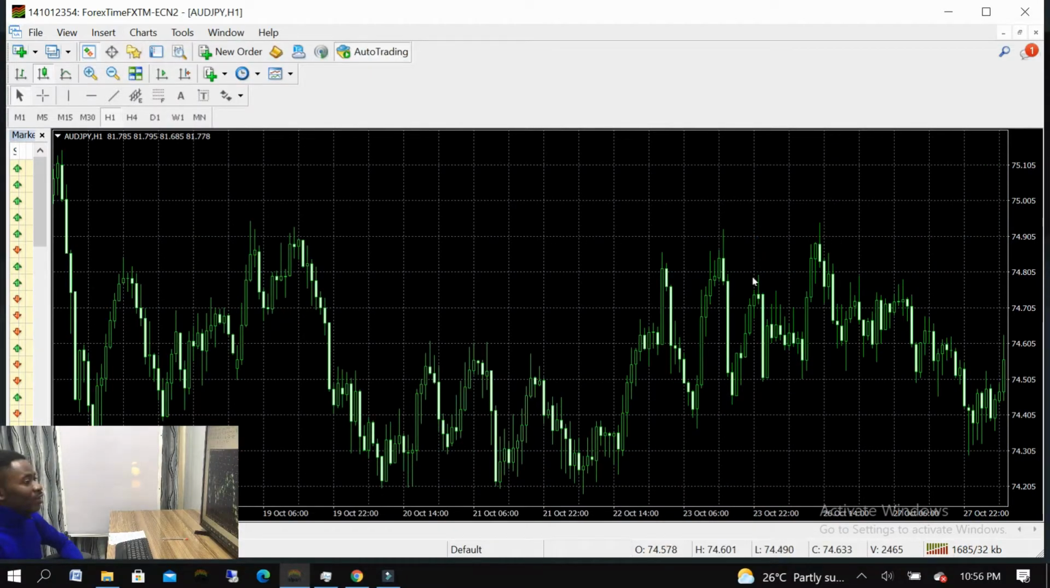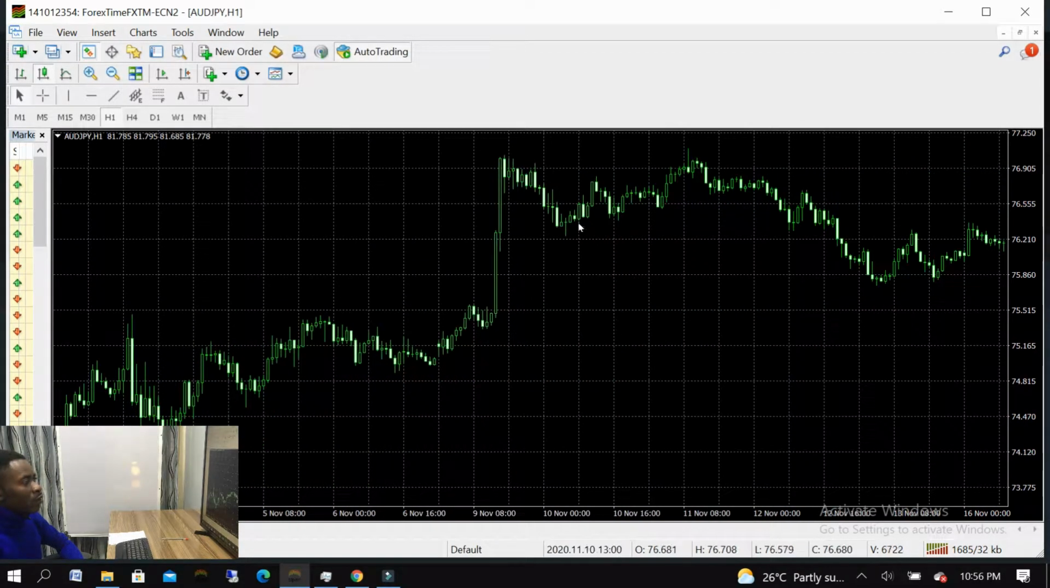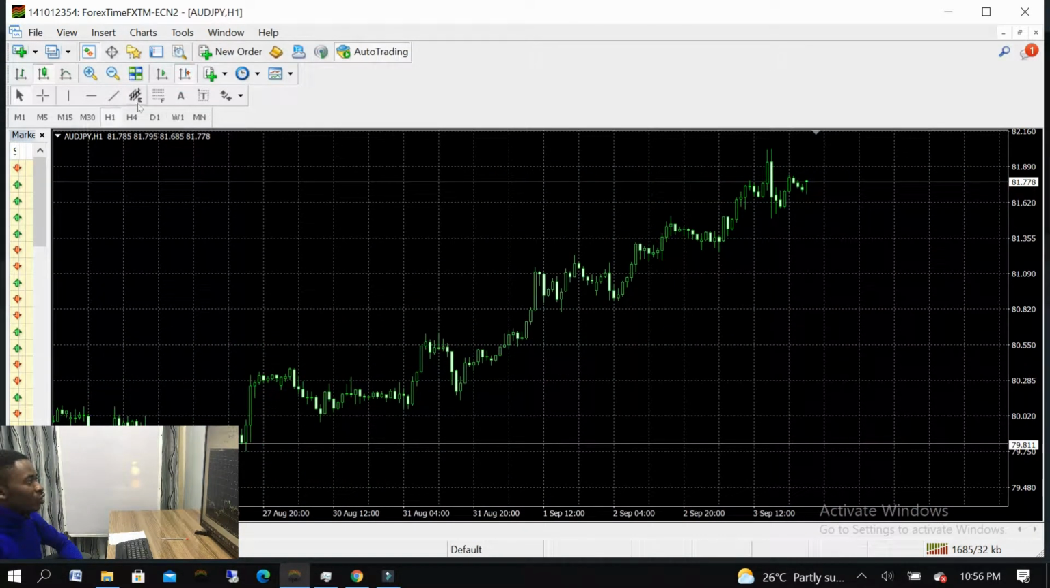So now, when you want to use a trend line, it is very simple. Before you can use a trend line, you have to make sure you connect all the lowest low. Let's assume you want to enter for a buy trade. You connect all the lowest low together.